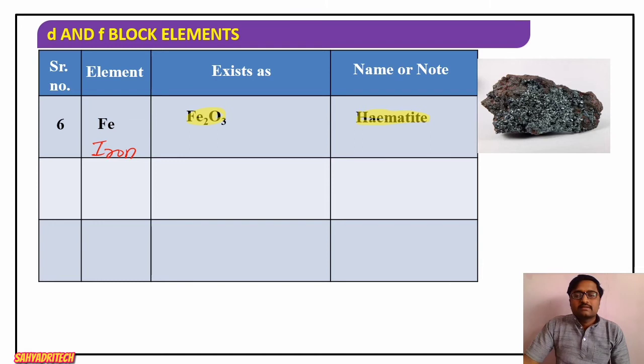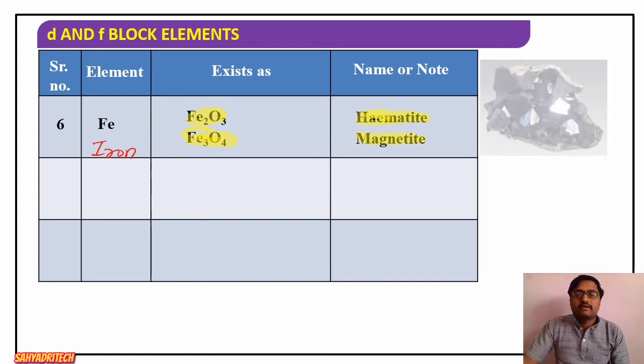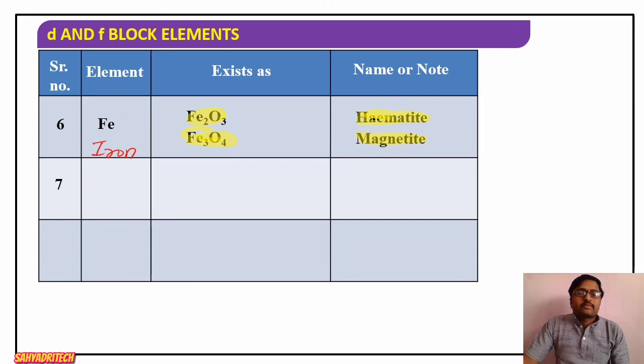So it looks like this. Then next, iron also exists as Fe3O4. Look at the composition. Fe2O3 is called hematite. Now Fe3O4 is called magnetite. How does it look? This is the diagram of magnetite. Then the next element, the next member of the 3D series, is cobalt.